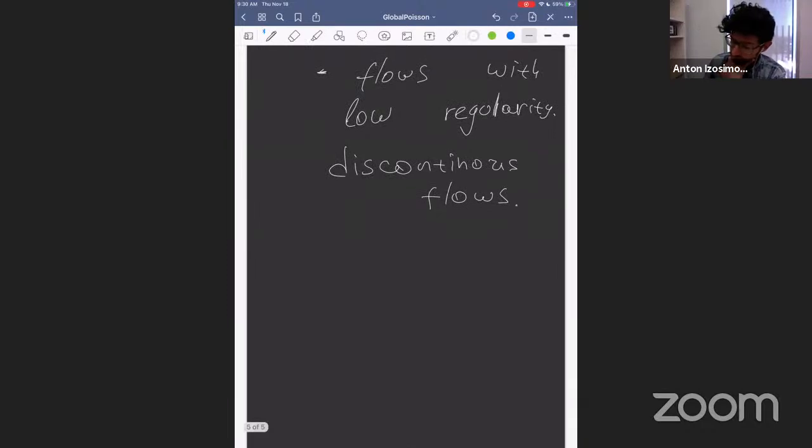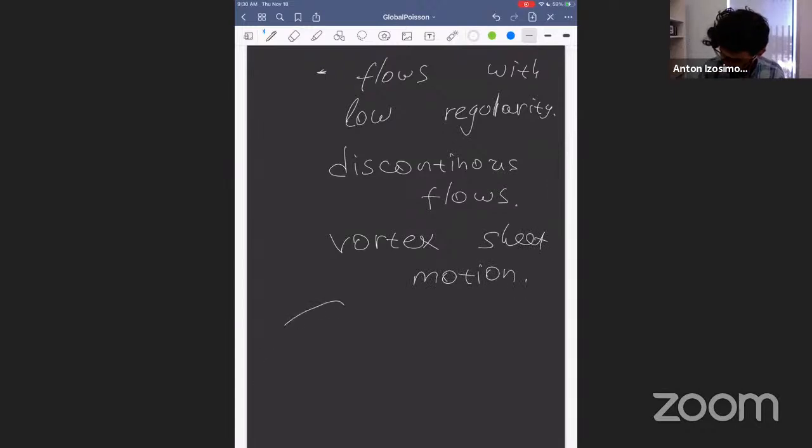And more precisely, what we'll look at is the problem of vortex sheet motion. So let me first explain what vortex sheets are. Again, we consider a Riemannian manifold, maybe a domain in the Euclidean space. And now in this Riemannian manifold, we will consider fluid flows which have a discontinuity of a certain kind.